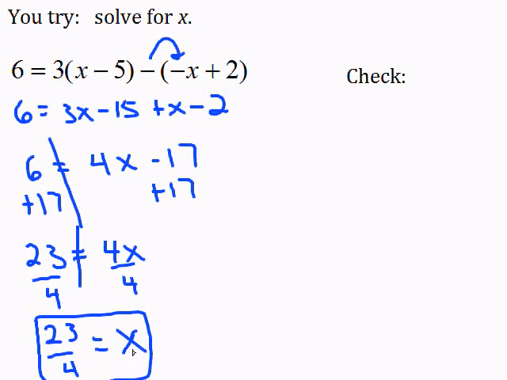Okay, I got 23 over 4 as my answer, and I did that by distributing the 3, distributing the negative as a negative 1, giving me positive x, and then minus 2. Combining my like terms, 3x plus x is 4x, negative 15 minus 2 is negative 17. Adding 17 to both sides, and then dividing both sides by 4. And again, please check your solution.